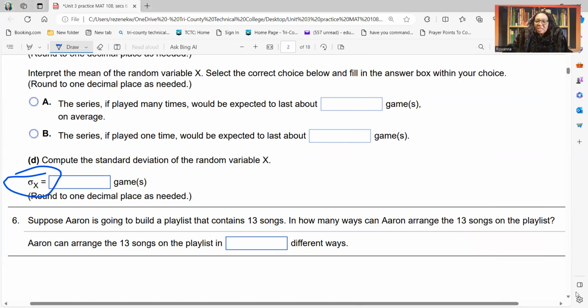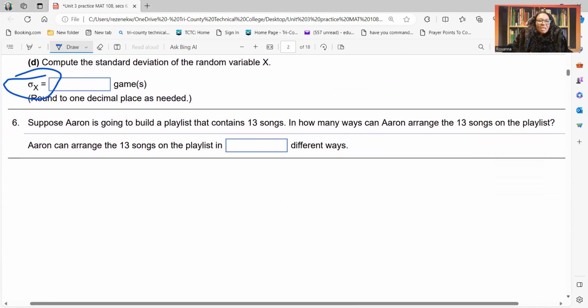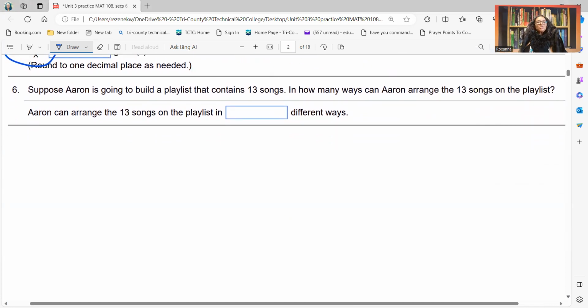Let's go to number 6. Suppose Aaron is going to build a playlist that contains 13 songs. In how many ways can Aaron arrange the 13 songs on a playlist? They didn't tell us it is permutation. They did not tell us it's a combination, or said in how many ways. In other words, Aaron is going to take all 13 of them at a time. So it's going to be 13 factorial number of ways.